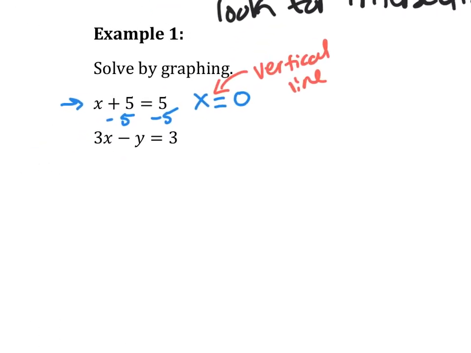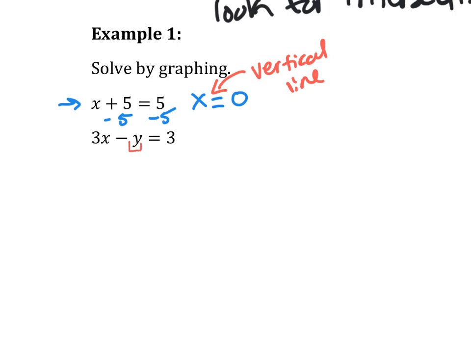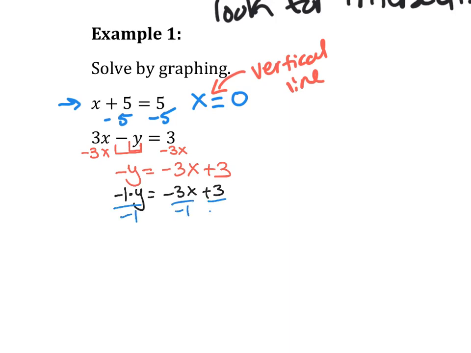And our second one, we need to get y by itself. So in order to get y by itself, we have to move our x term over. It's a positive 3x, so to move that, we would subtract 3x from both sides. This negative stays with the y. And that y is not by itself yet because it's negative. We need just a positive y. So this is essentially like saying negative 1 times y equals negative 3x plus 3, right? That's what negative signs are. They're really like negative 1s being multiplied. So to get that y by itself, we divide everything, every single term, by negative 1. So we'd have y equals 3x minus 3.